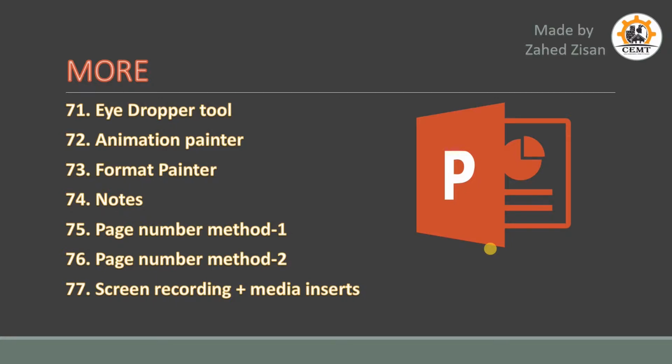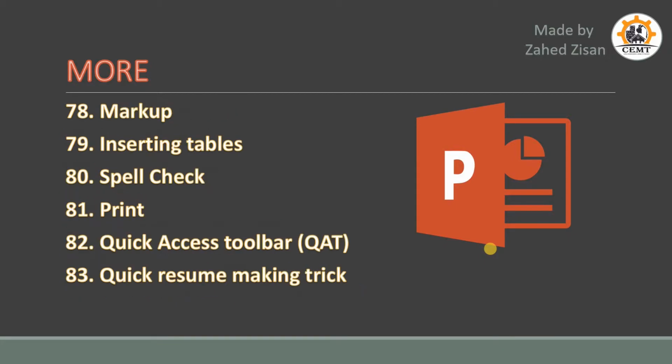Alright, so the more section right now covers the eyedropper tool, animation painter, format painter, notes, page numbers in 2 different methods, screen recording, plus media inserts, markups, inserting tables, spell check, printing, and the quick access toolbar, and then a quick resume making trick.